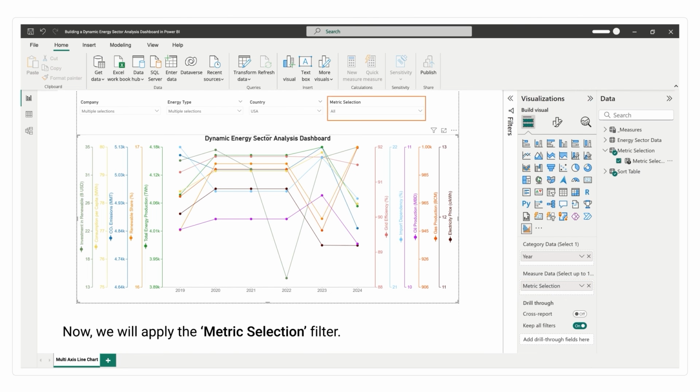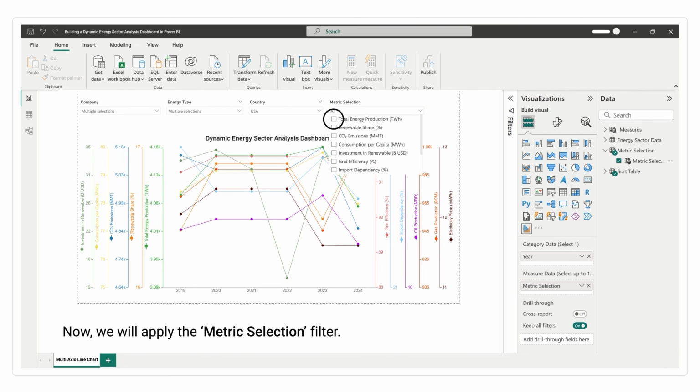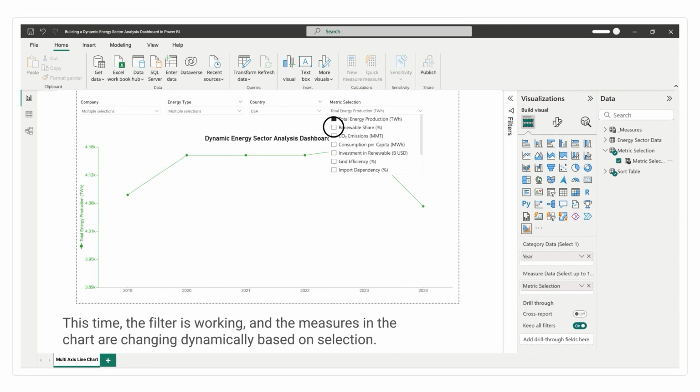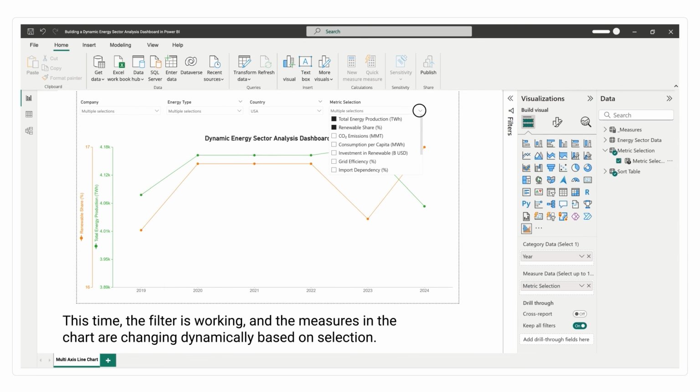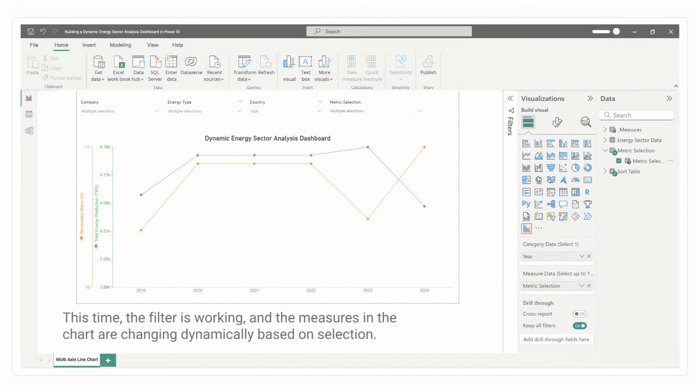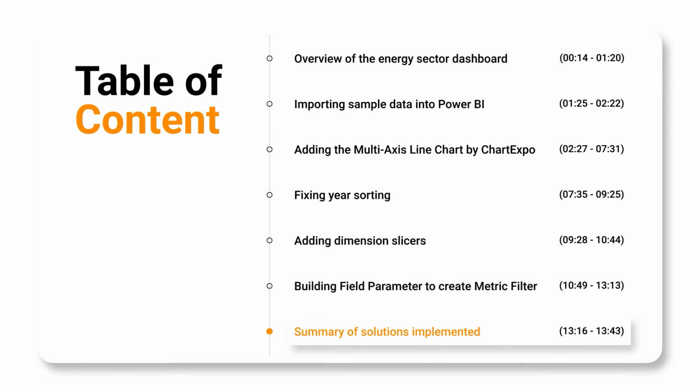Now, we will apply the Metric Selection filter. This time, the filter is working, and the measures in the chart are changing dynamically based on selection. Summary of solutions implemented.